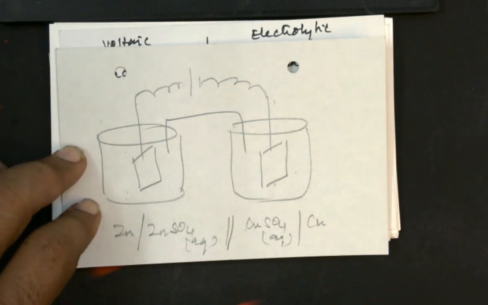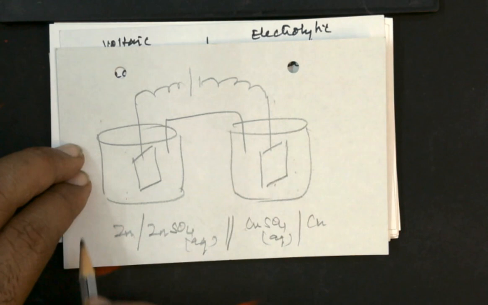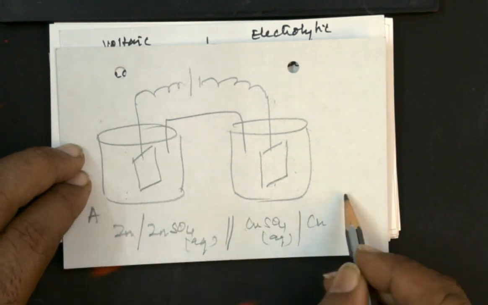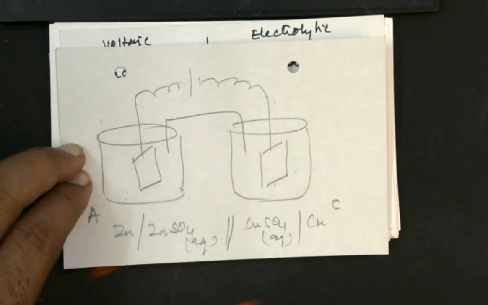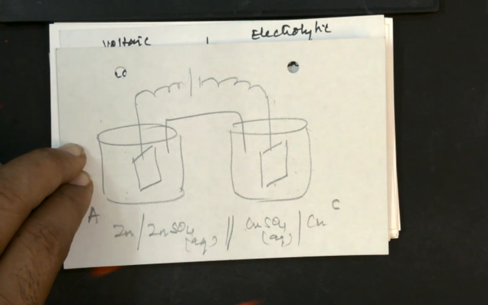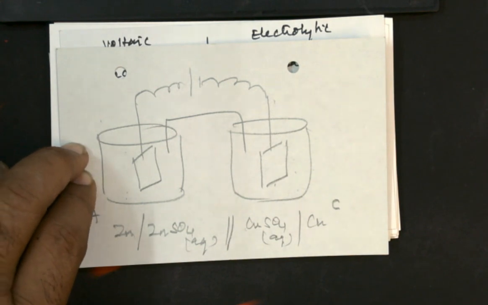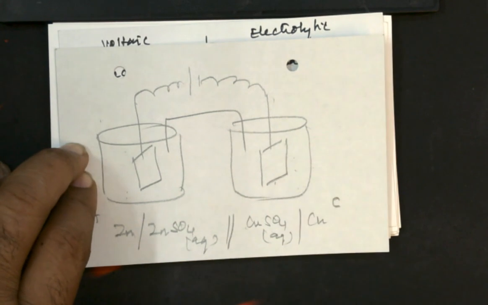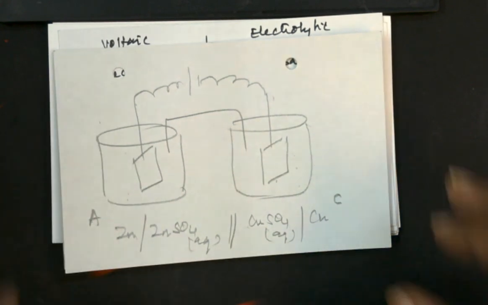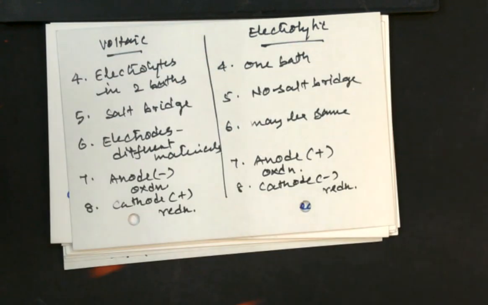By convention, we always take anode on the left side, cathode on the right side. And you should never forget that anode acts as an oxidizing pole. At anode, oxidation takes place, that is removal of electron, whereas at cathode, reduction takes place. So what is reduction? Addition of electron, right? Now, let me go ahead.